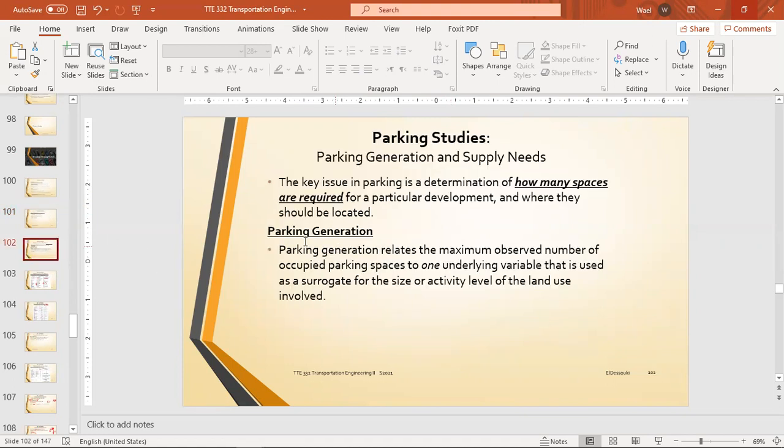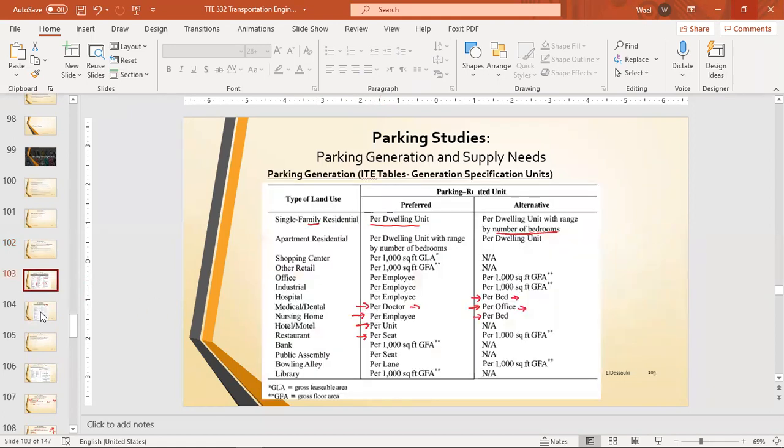We mentioned the term parking generation. What does it mean? Parking generation relates to the maximum observed number of occupied parking spaces to one underlying variable that is used as a surrogate for the size or activity level of the land use. So that's the parking generation factor, what we call, and it varies by facilities.